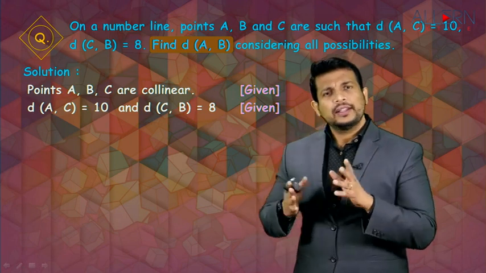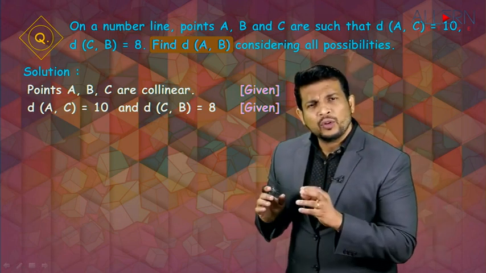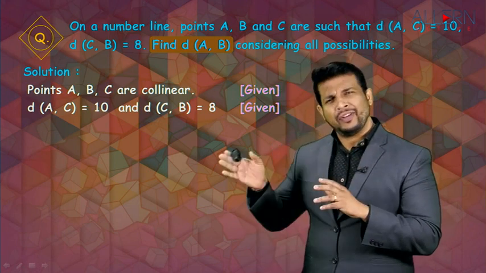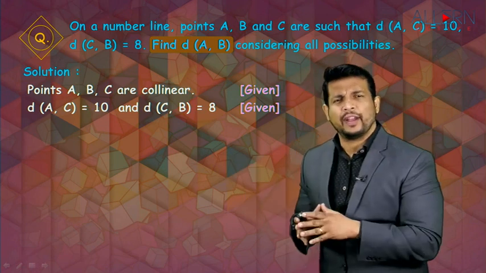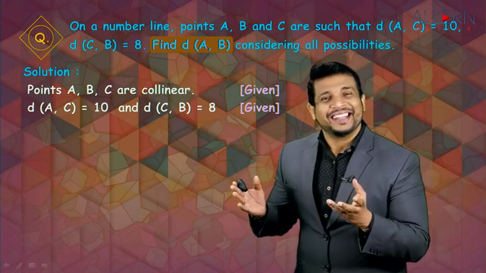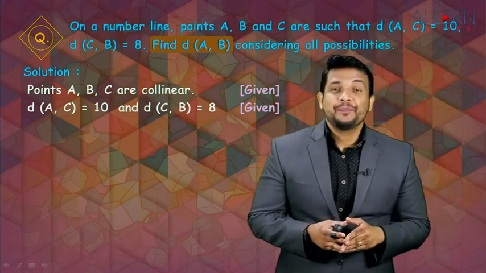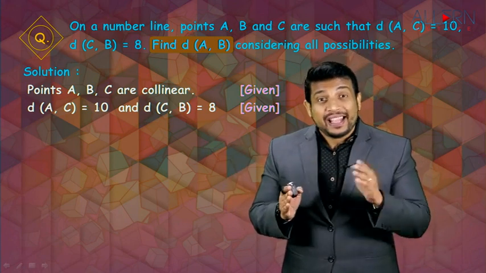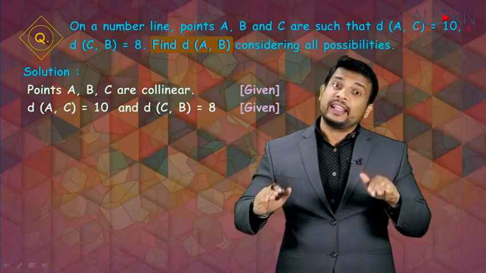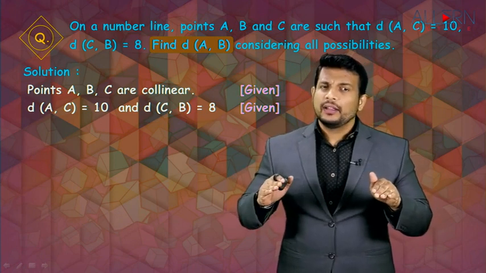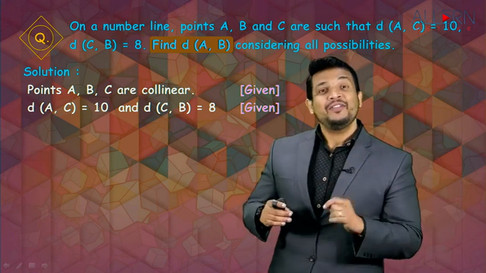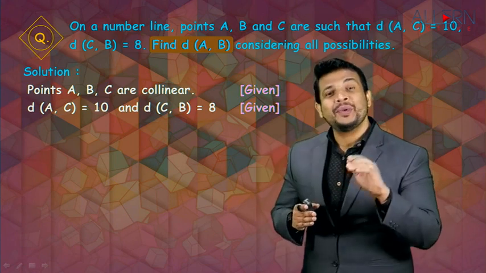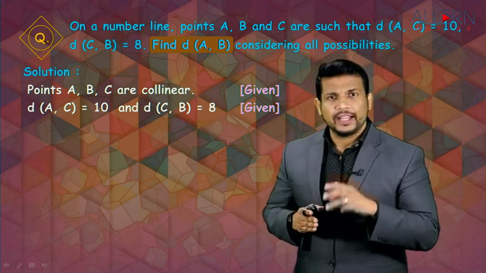Now you need to start thinking, why are they talking about possibilities? We need to find distance between A and B. Yes, you will say we'll find. But why possibilities? Let's understand this question very carefully. Remember, in the sum it says that there are 3 points A, B and C. They are collinear. That means they are on the same line, right? But understand one thing, we don't know what is the betweenness. That means we don't know. It can be 3 different possibilities.